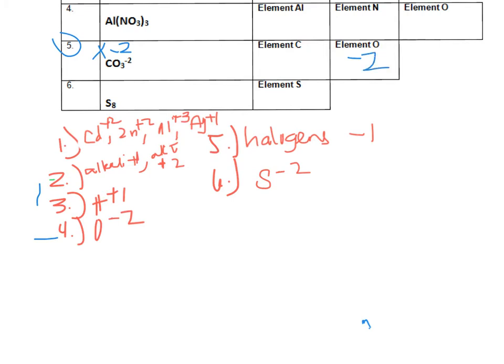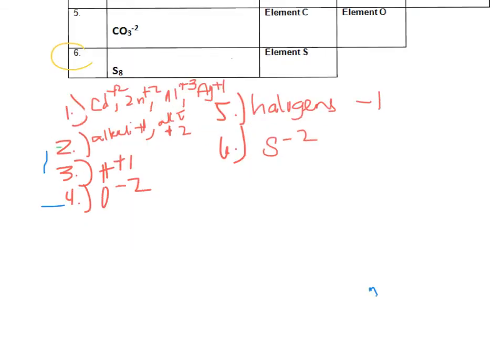And so if I multiply down, we have X, and then -2, and there's 3 of them, so that's -6, and then this molecule has an overall charge of -2. So then we can add 6 to both sides. X is equal to +4. So the oxidation number of carbon in this molecule is +4.